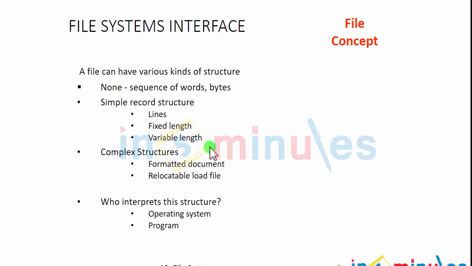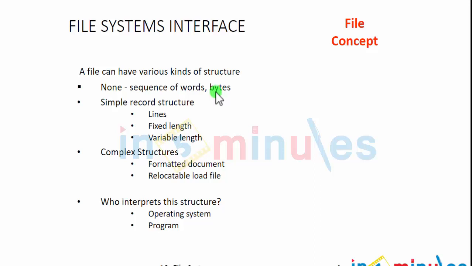Now, when you talk about file structure, let's say some kinds of things in which files can be stored. One is a sequence of words or bytes. This is the most basic form of the file. Especially when it comes to the internet or network, we access files in the same manner, either as a sequence of bits or a sequence of words. Then files can also keep records. That can be line records, fixed length records, or variable size records.